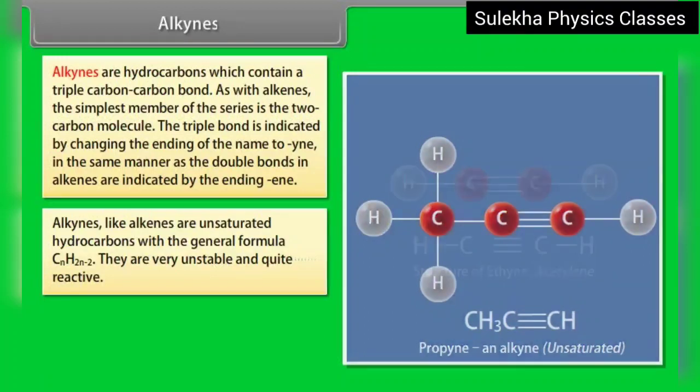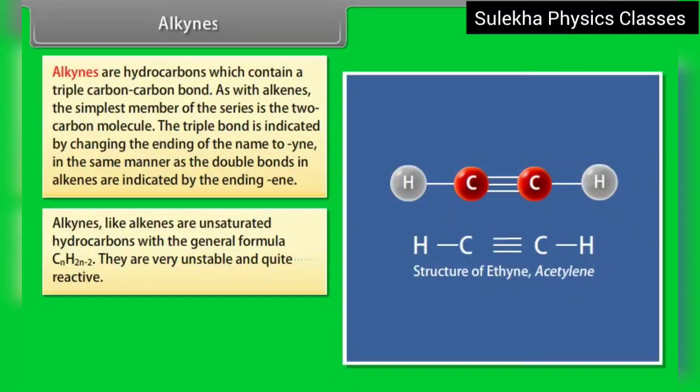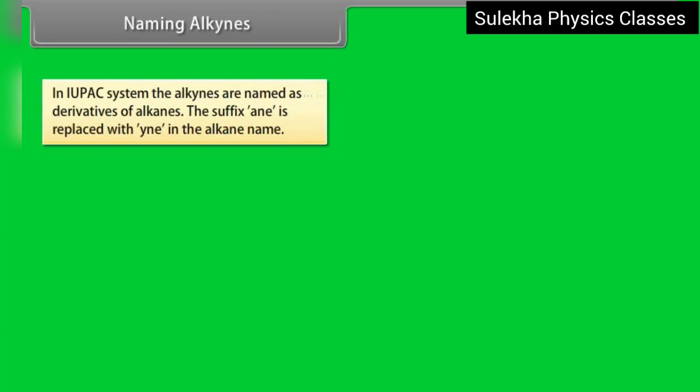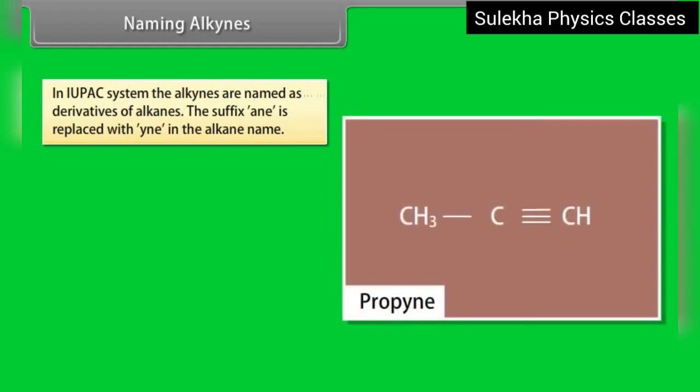For example, ethyne, the simplest alkyne, which is more commonly known by its common name acetylene, is a gas often used as a fuel for cutting and welding torches because it burns with a very hot flame. Naming alkynes. In the IUPAC system, the alkynes are named as derivatives of alkanes. The suffix "ane" is replaced with "yne" in the alkane name. For example, the given compound has 3 carbon atoms and hence the root name is propane. If the suffix "ane" is replaced with "yne", we will get the IUPAC name of the compound as propyne.